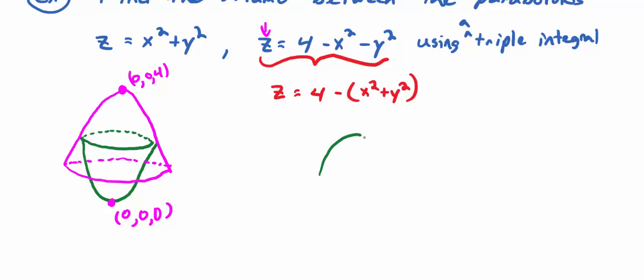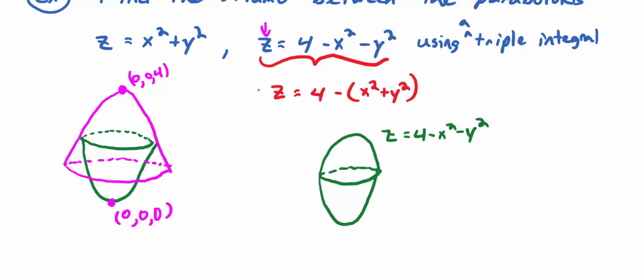So you'd have the top part given by z equals 4 minus x squared minus y squared. Terrible. Let me try that again. And then you'd have the bottom part given by z equals x squared plus y squared. And so the region we're integrating over is the interior of this thing. So that's Q.